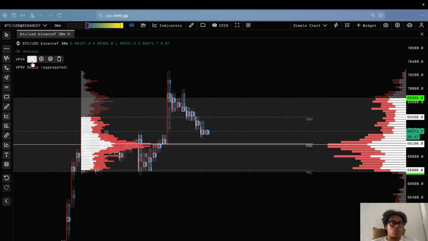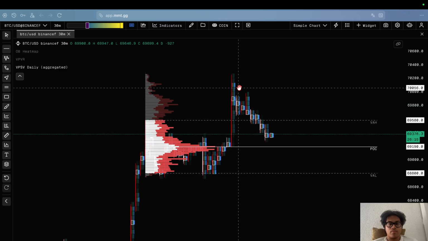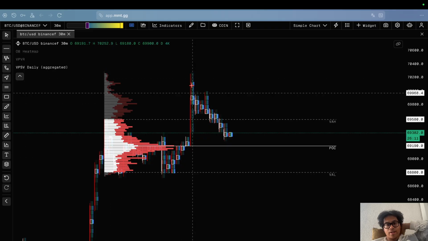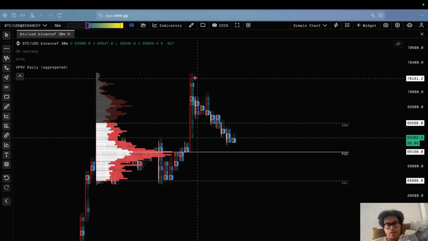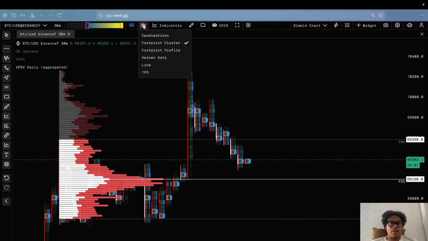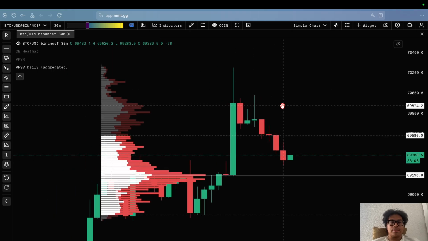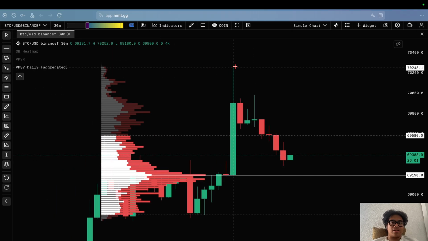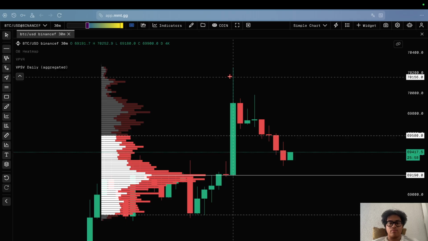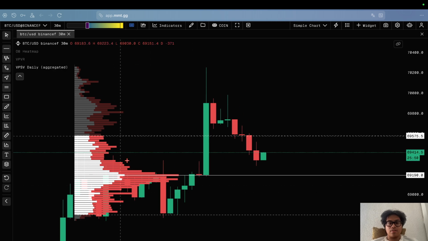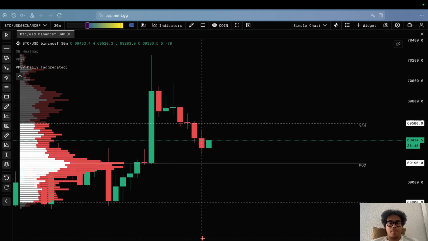So now I want to focus on this one. Okay, much cleaner now. This one is for the whole day. You don't want to see the footprint. Okay, much clearer now. You can see very clearly that this is the highest part of the day, and this is the lowest part of the day. This is the range of the day.